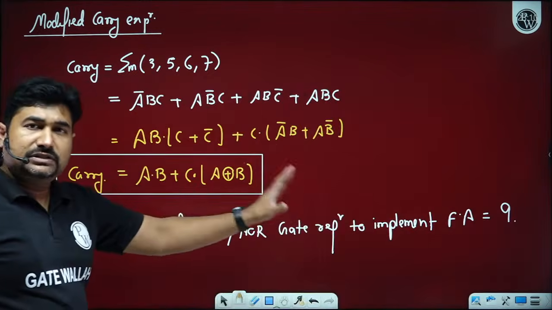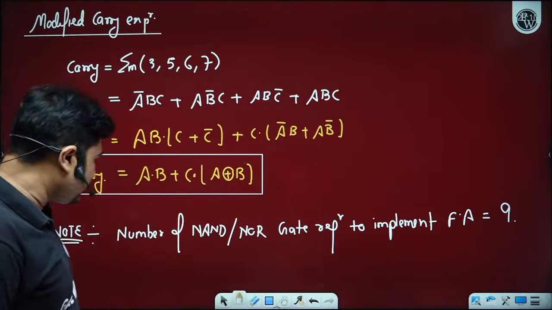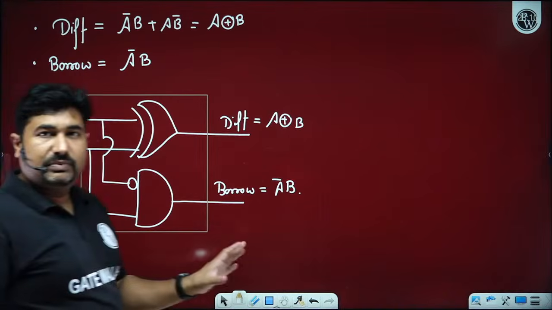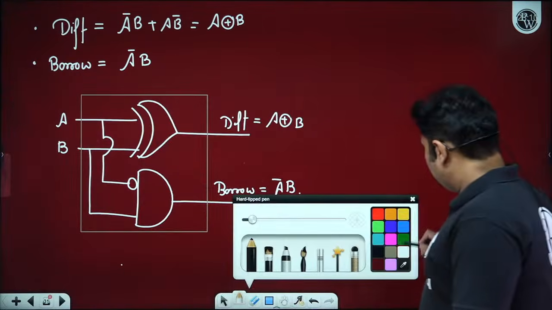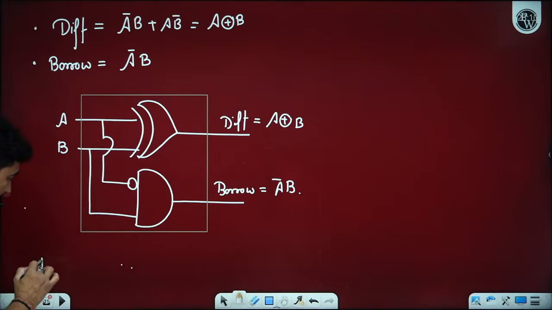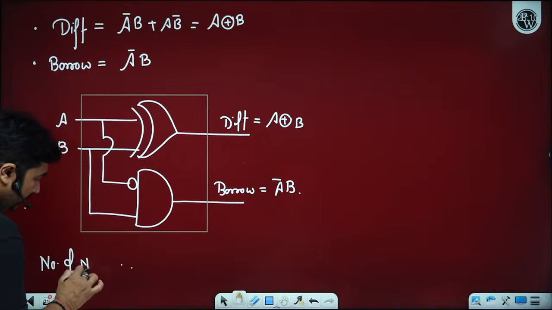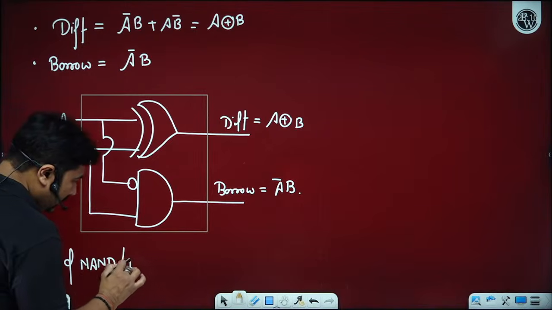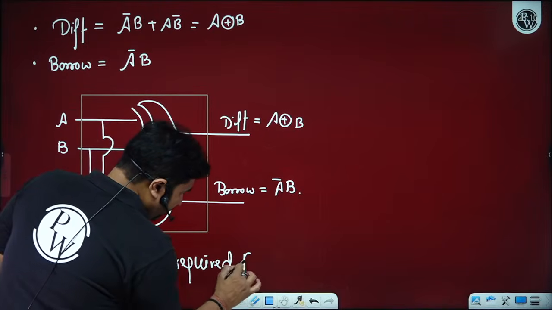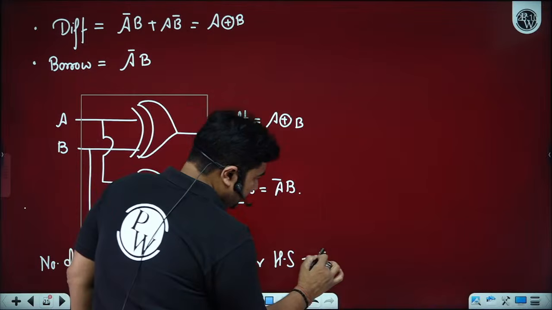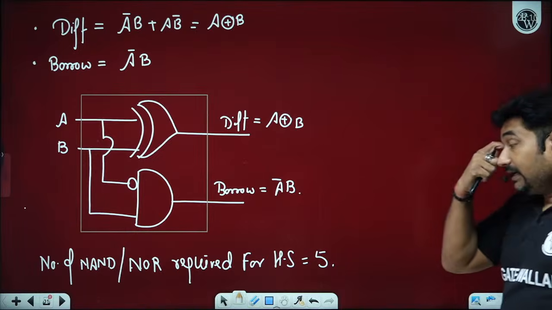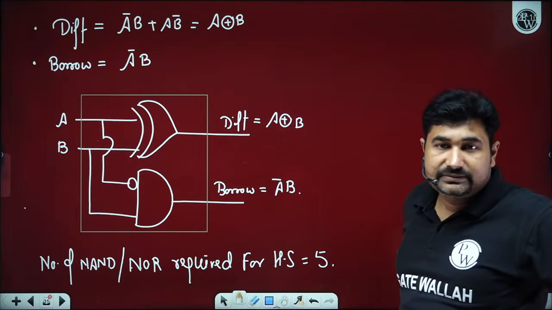For full adder and full subtractor, we need 9. For half adder and half subtractor, we need 5. Okay. So it will be very easy to remember. How many NAND gates are required to implement a half subtractor? So the number of NAND or NOR gates required for a half subtractor is equal to 5. Is it okay? Very easy to remember. How many of you able to understand up to this part, beta ji?